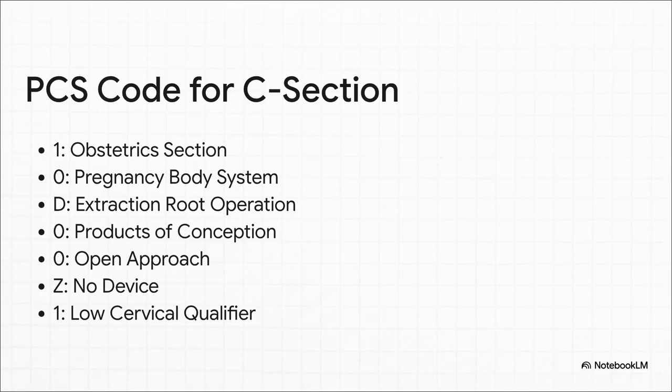1 for obstetrics, 0 for pregnancy. Because it's a C-section, the root operation is D for extraction, targeting 0, the products of conception. The approach is 0 for open and Z for no device.